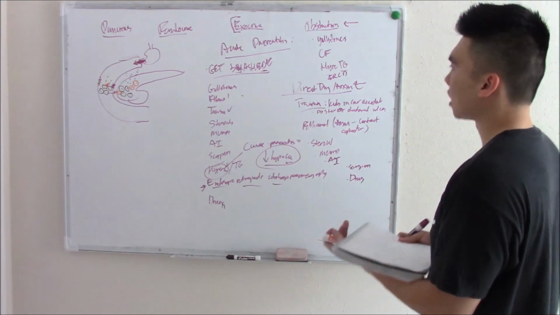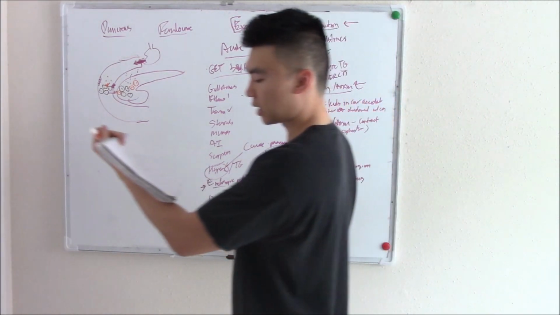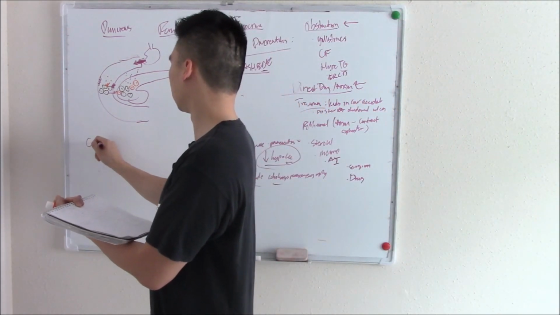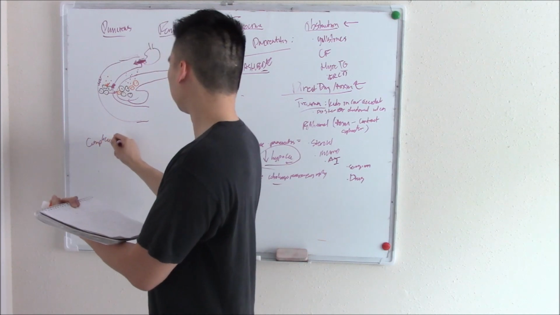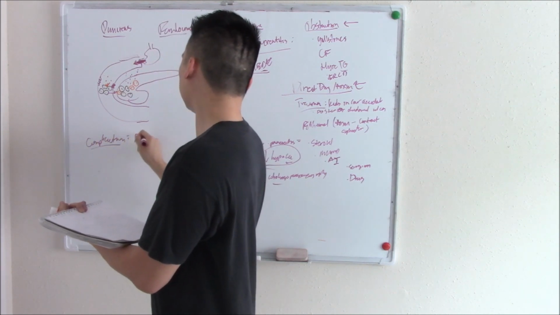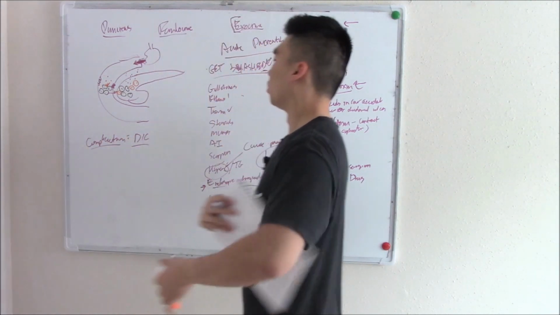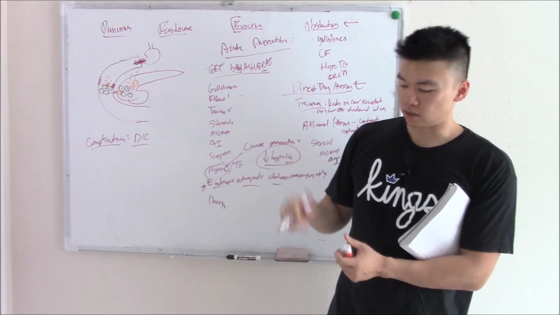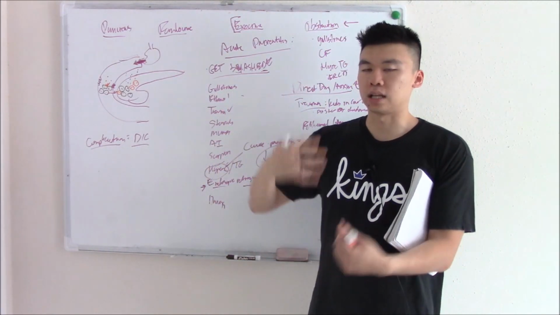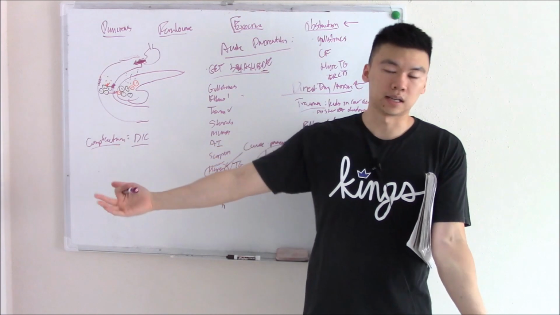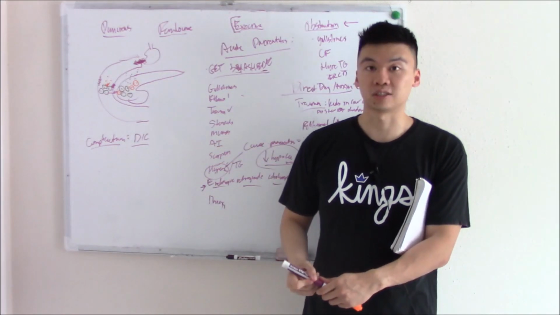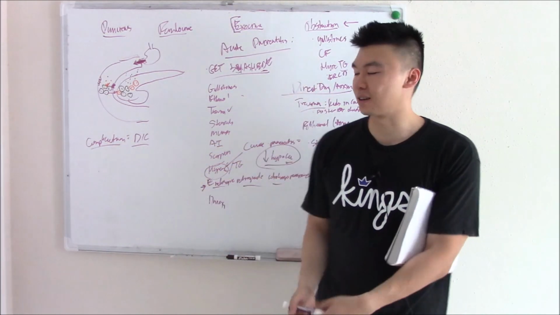All right, complications. What are the complications of acute pancreatitis? You can have DIC. Once those enzymes break free and release into your blood, you can get DIC. Anytime you have widespread inflammation all over your body, you get DIC. We usually think of DIC after septic shock. Don't you have widespread inflammation all over your body?